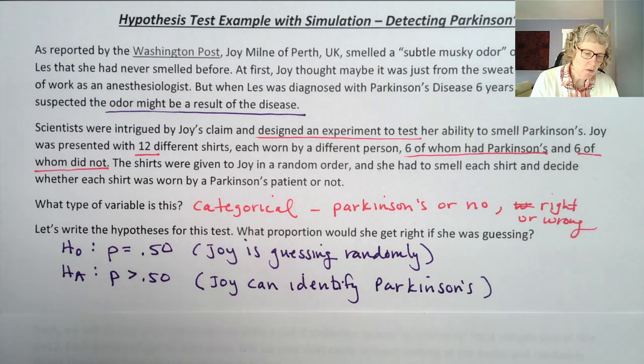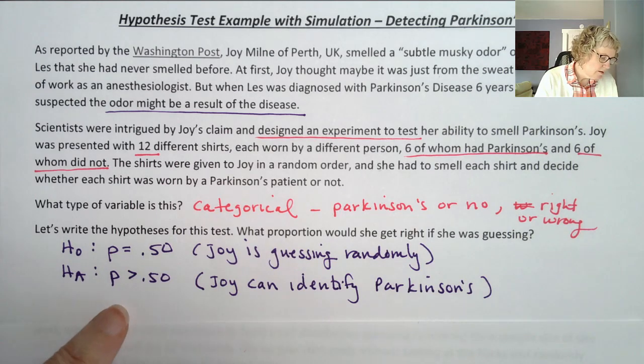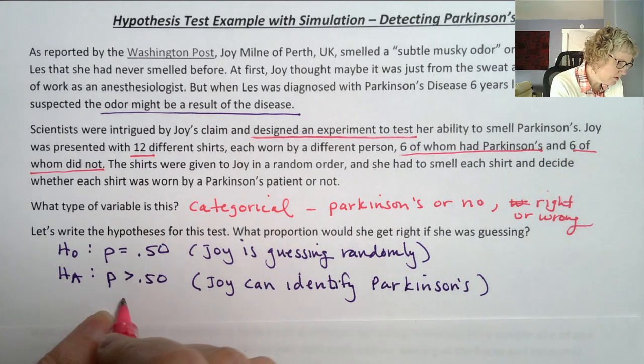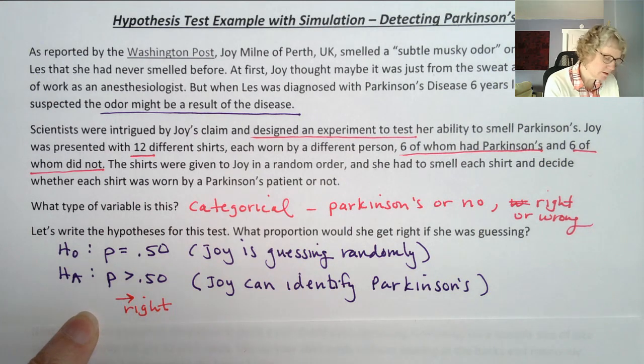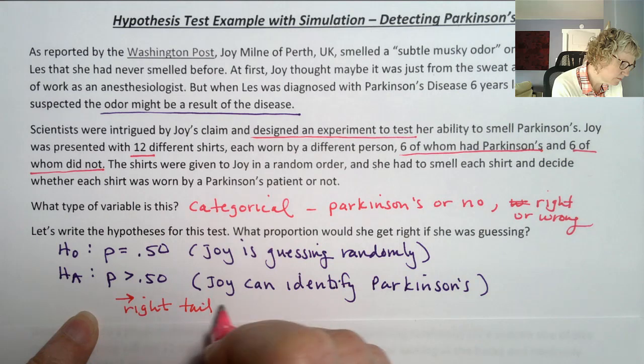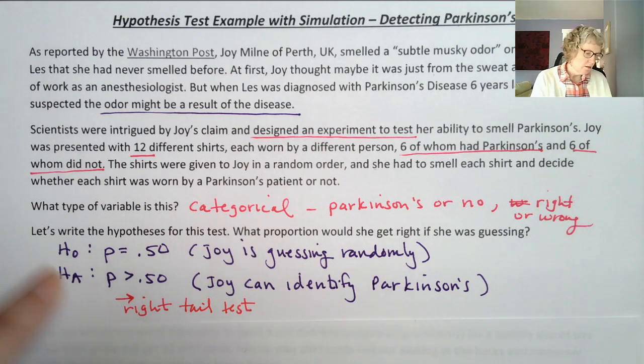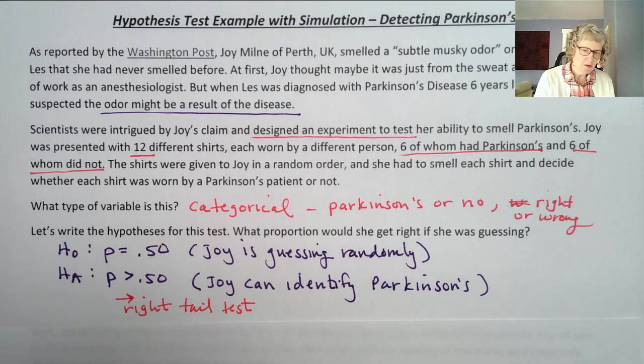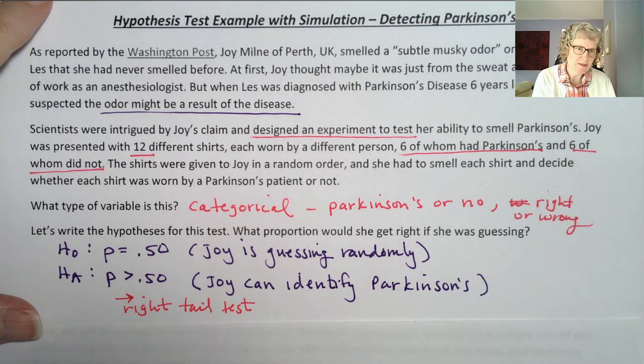Okay, a couple other things just in the way of review. This is a greater than, so this is a right tail test. We're going to be going to the right. And then we want to see if the result is statistically significant, right? So if she can get more than 50% right, significantly more. We'll talk about what that means.